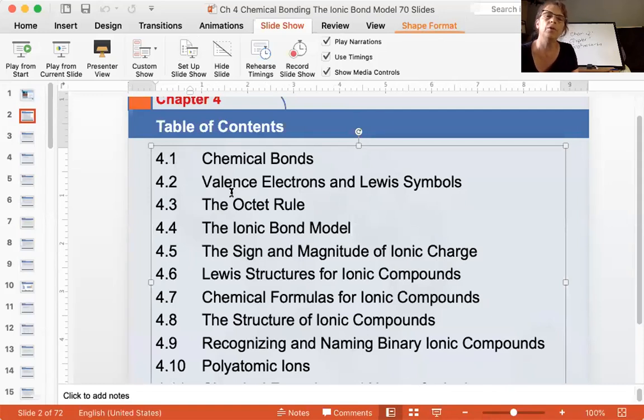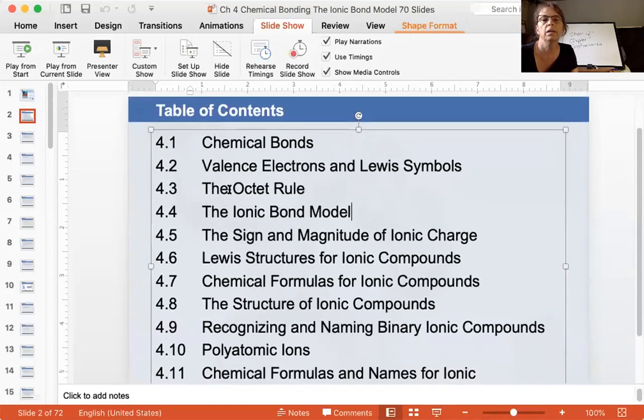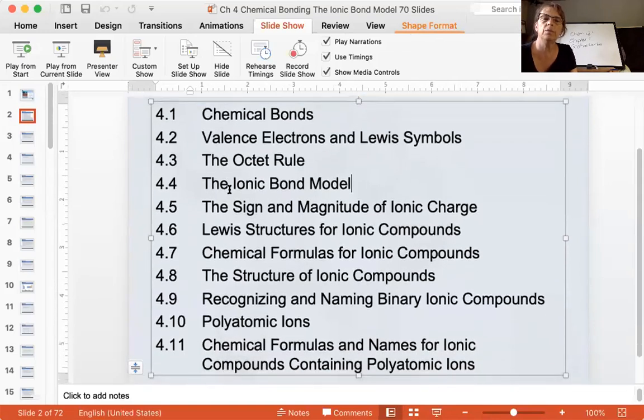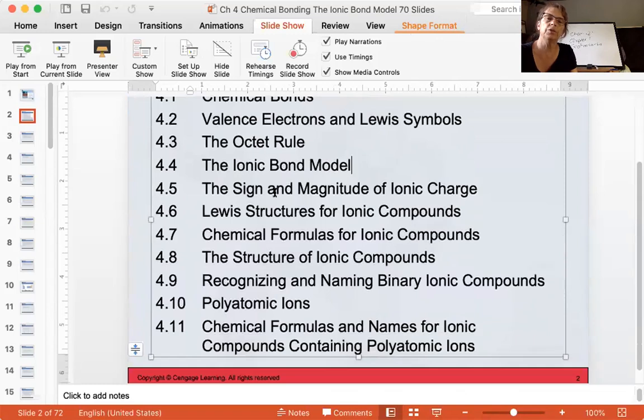So in Chapter 4, we've looked at chemical bonding, valence electrons, the ionic bond model, Lewis structures, chemical formulas, the structure of ionic compounds, recognizing and naming binary ionic compounds. In these last two sections, we're going to look at polyatomic ions and chemical formulas and names for ionic compounds containing polyatomic ions.